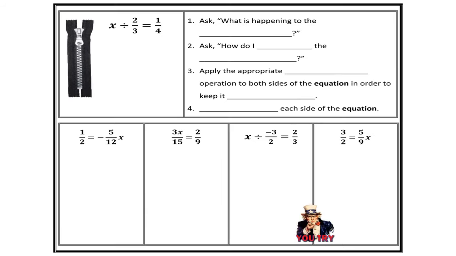Inverse operations act like a zipper. It's all the same parts, they just go in different directions. One gets put together, the opposite direction gets taken apart. This is just like using the order of operations to help us understand equations.